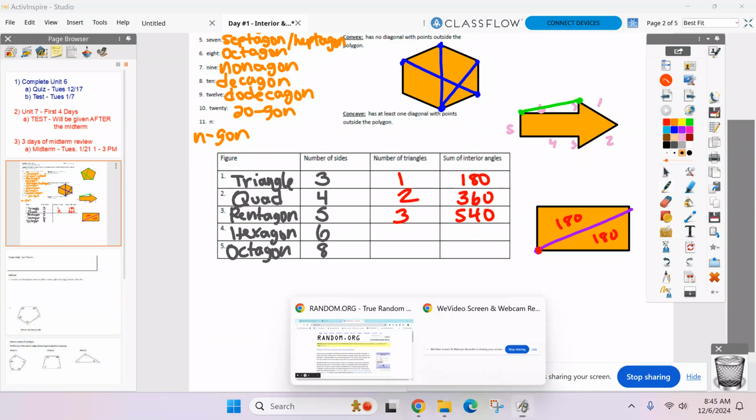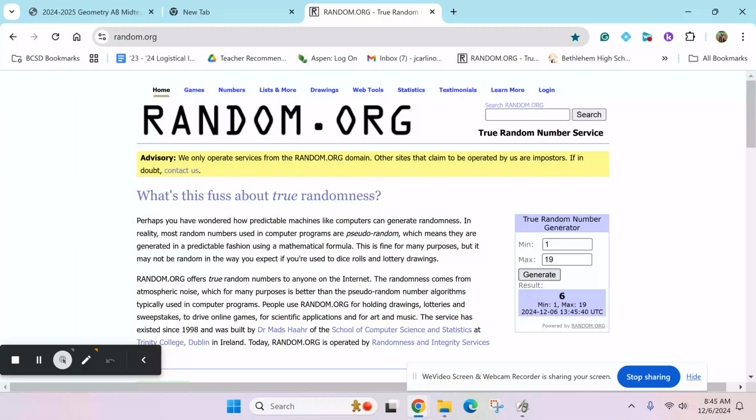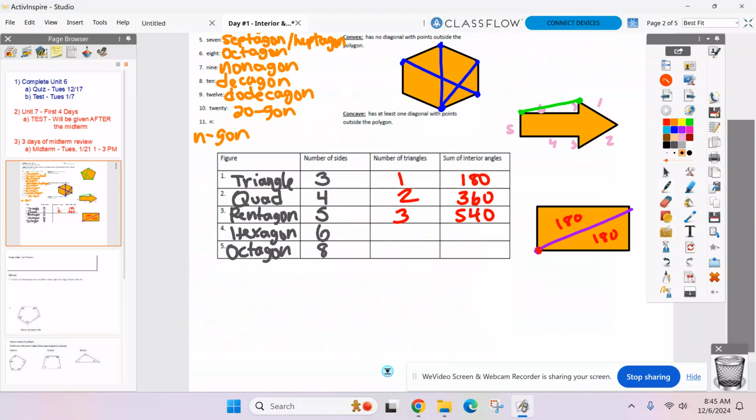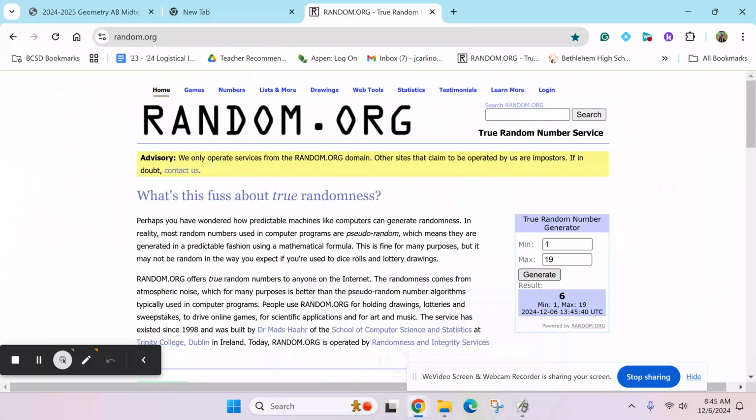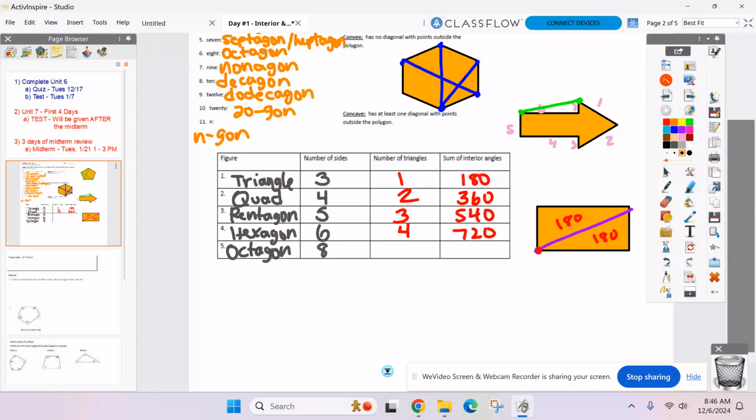Perfect. Hexagon. Let's go hexagon now. How many triangles did it form? Halo, how many triangles? 4 triangles, yep. So times 180, how many degrees in every hexagon? 720, perfect, thank you. And finally, the octagon. How many triangles did the octagon form there, Lennon? 6. How many degrees in every octagon? 1,080 degrees, yeah. See a pattern at all?